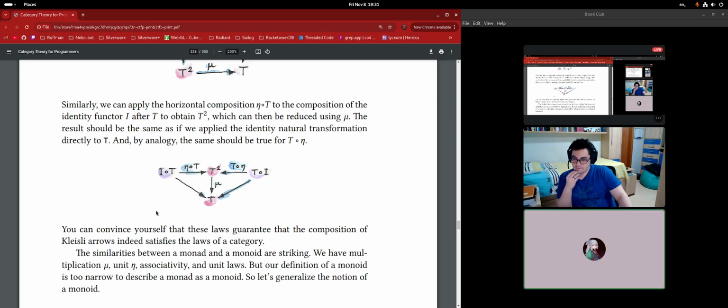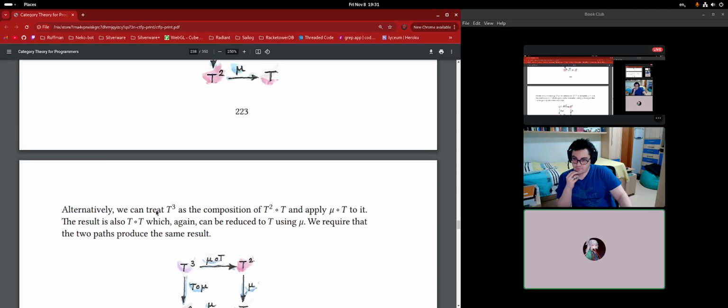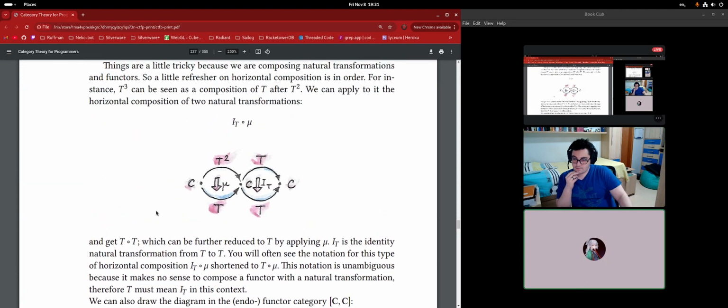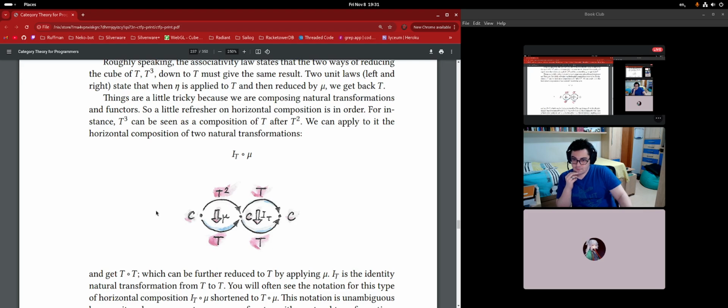They do. If you scroll up a little bit, there's an example of that. Yeah, there. Exactly, that diagram, that's the thing. You're talking about composing the vertical arrows. Basically, we're talking about applying the horizontal.